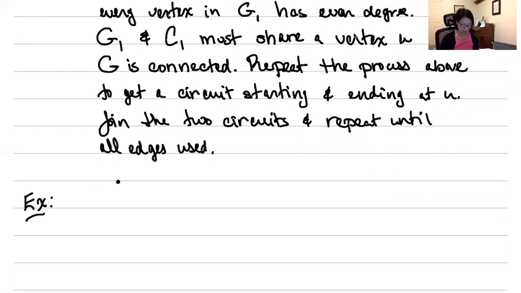So for example, suppose my graph looks like this, and this is my start vertex V. What my proof says is start following a trail at V. Maybe I go here, and then I go here, and I'm not stuck here because I have even degree. So that is my first cycle, and this is the cycle C1.